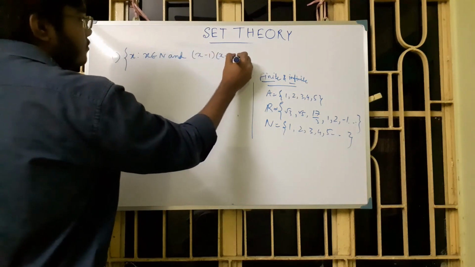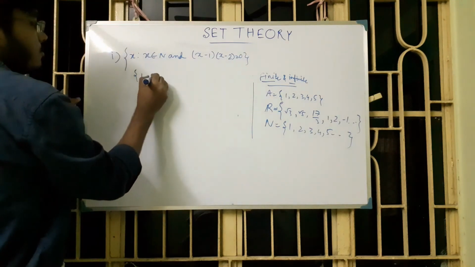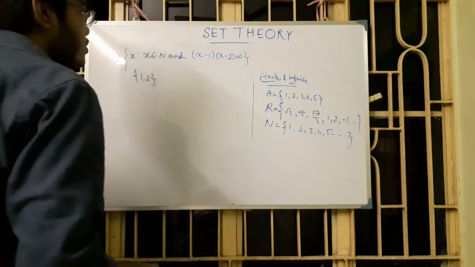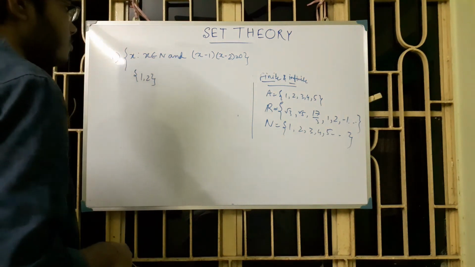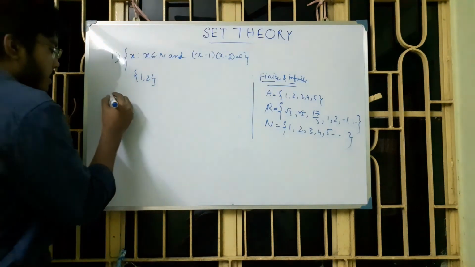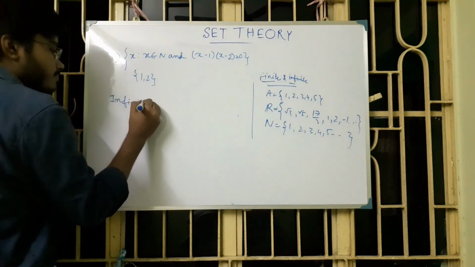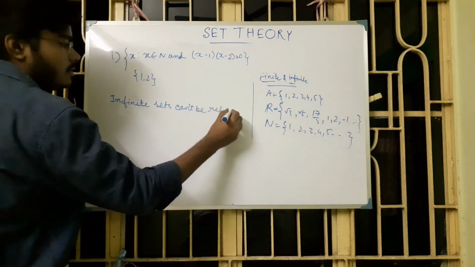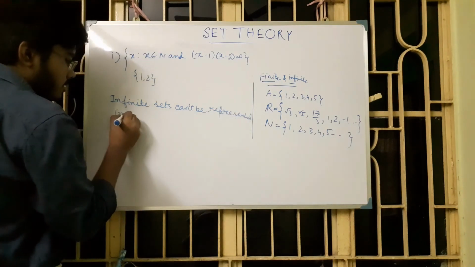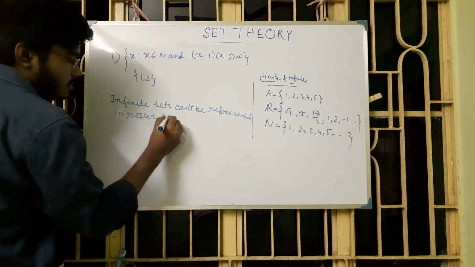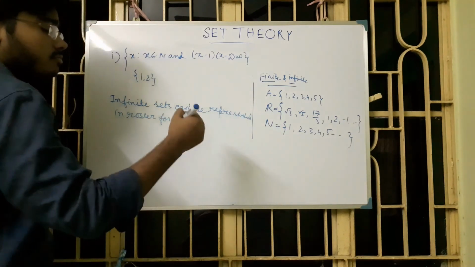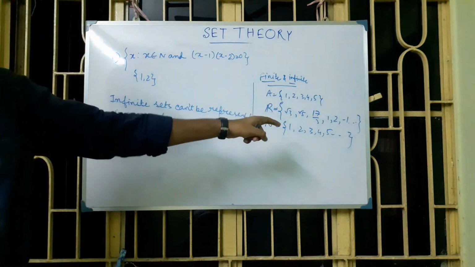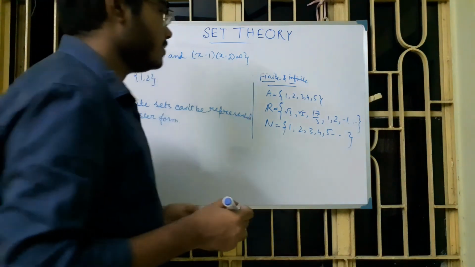What is the set? This is just 1, 2. Solution of this, 1, 2 both belong to natural numbers, and this is the solution of this equation. So this is the answer. And one thing you have to remember, that infinite sets cannot be represented in roster form. It's a wrong way of representation. You can never represent an infinite set in this way.